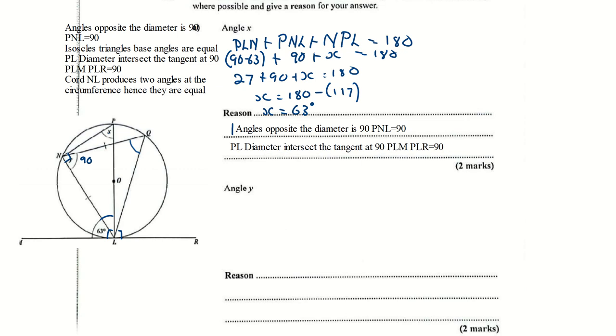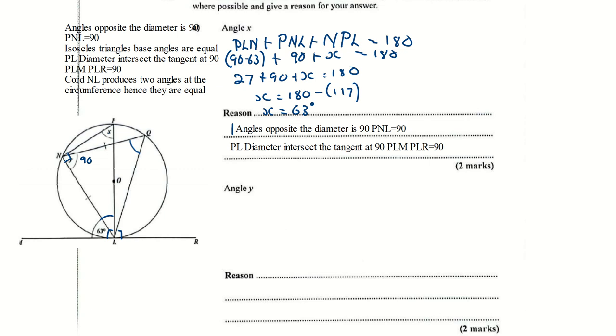We know that PLN was PLM minus 63, right? Yeah, this would be 90 minus 63, and that is how we get this. And then we know interior angles are always 180 degrees in a triangle.